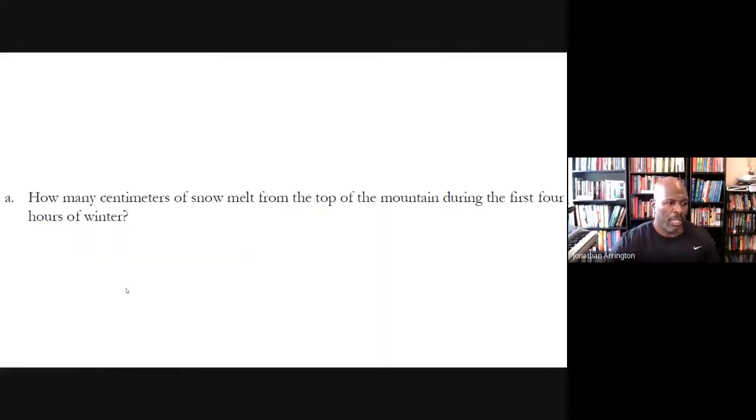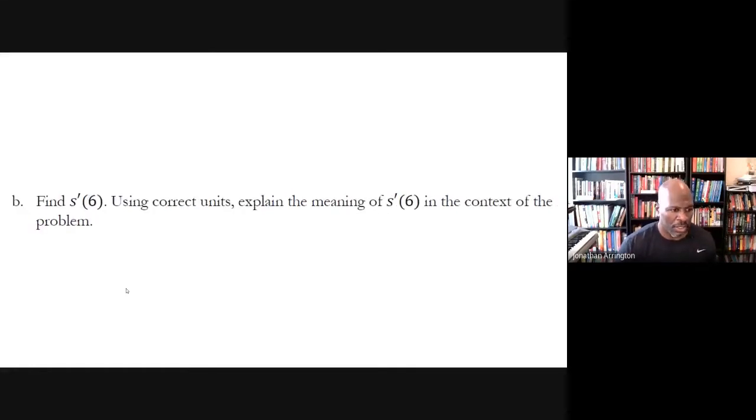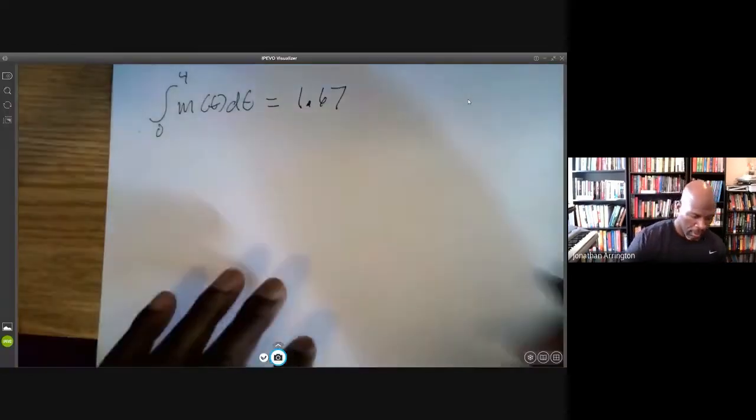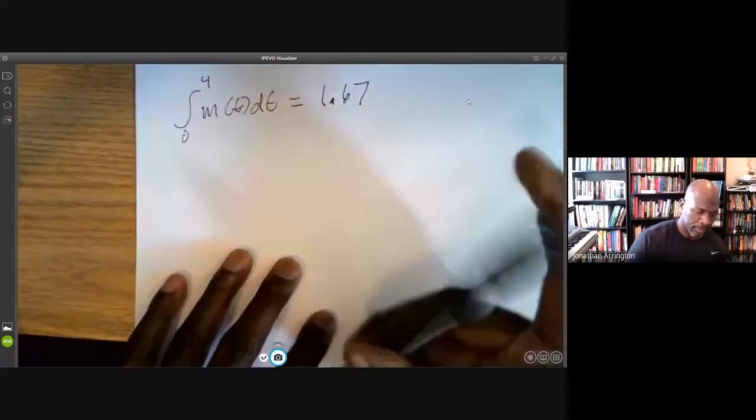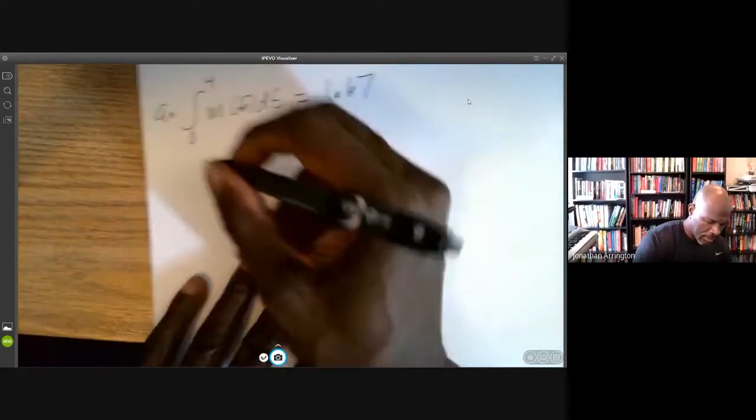All right, so going back to the question, it just says how many centimeters of snow melt from the top of the mountain during the first 4 hours. We have sufficiently answered that question. Let's look at the next problem. This is problem B. Problem B says find S prime of 6 using correct units. Explain the meaning of S prime of 6 in the context of the problem. All right, so this was A. So now we're doing B.